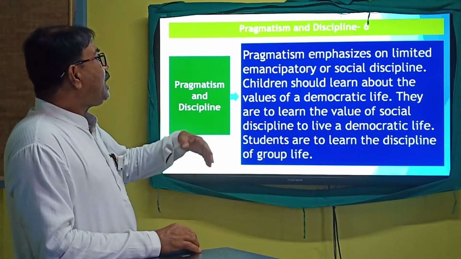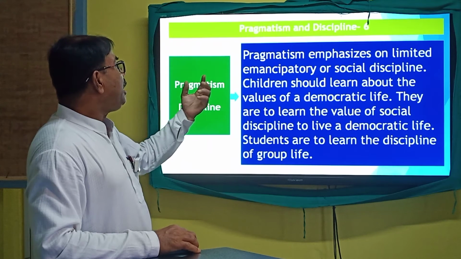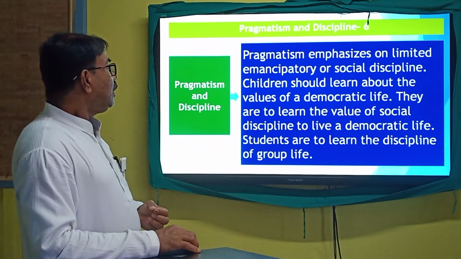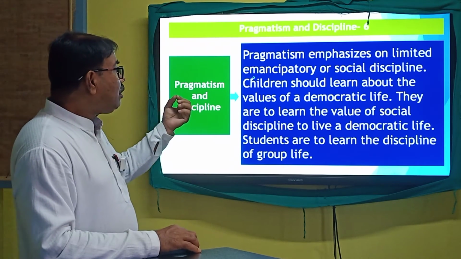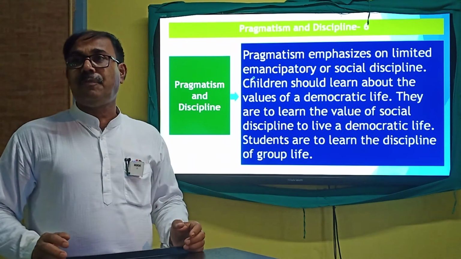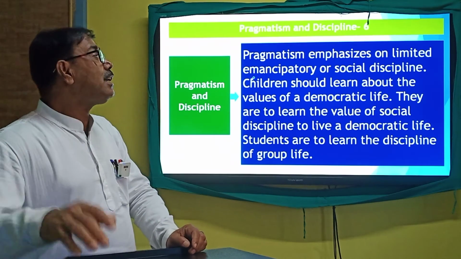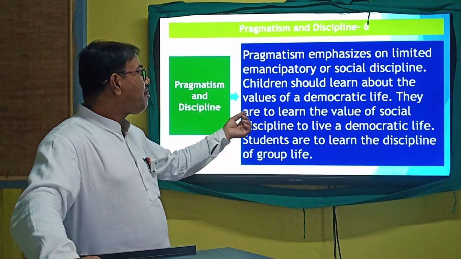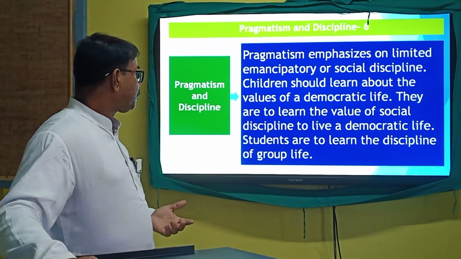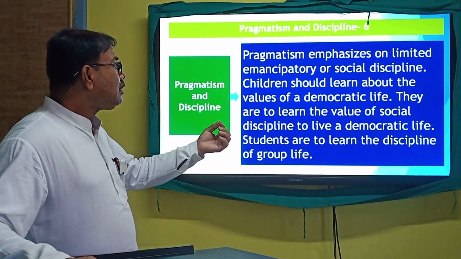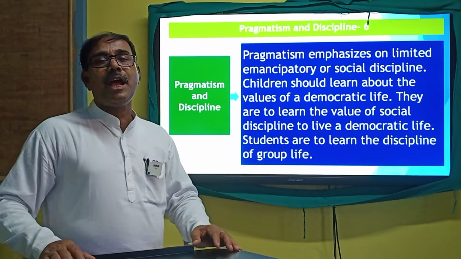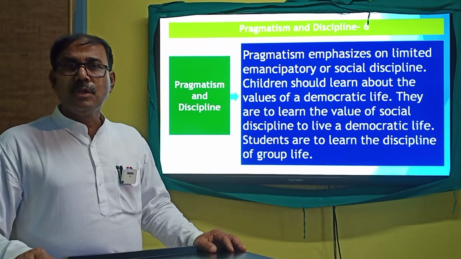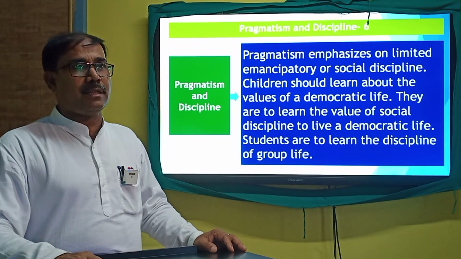Pragmatism emphasizes limited emancipatory or social discipline. Children should learn about the values of a democratic life, a free life. They are to learn the value of social discipline to live a democratic life in society. Students are to learn the discipline of group life because we live life in society, in groups. So group living is very much important, friends.